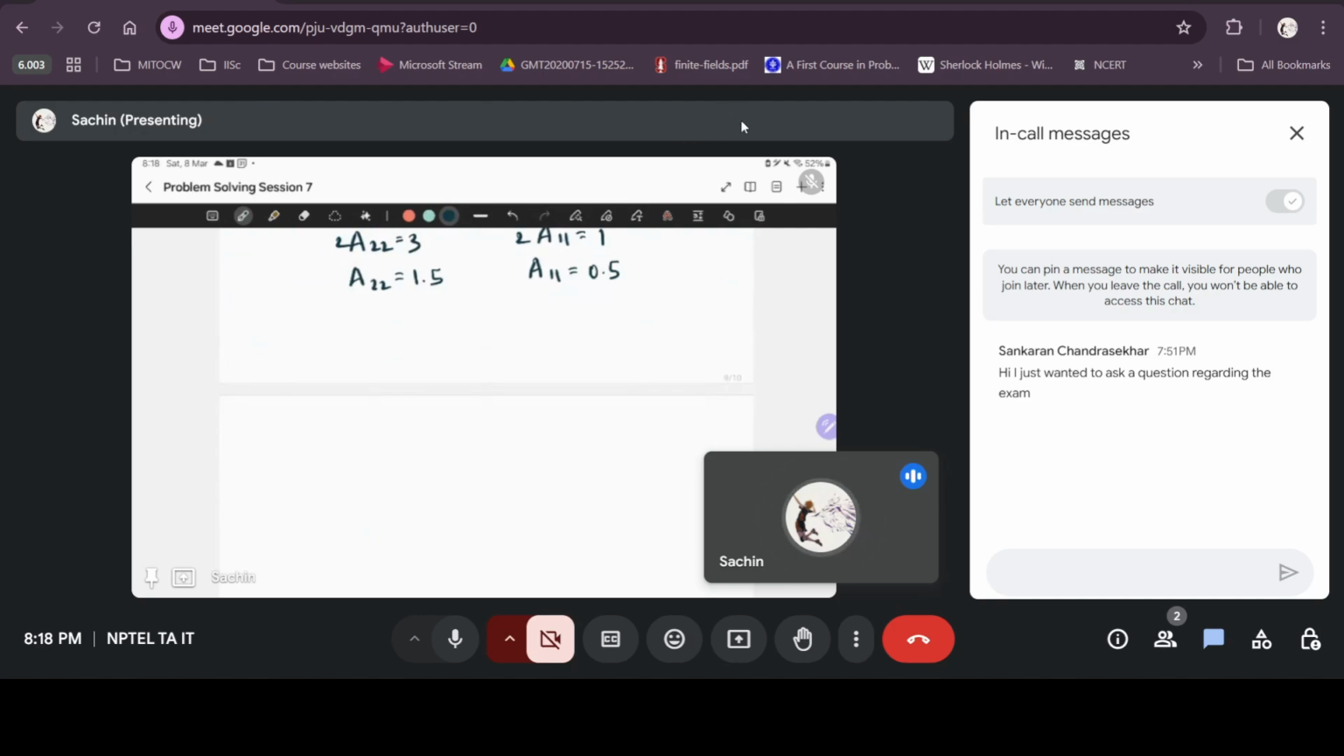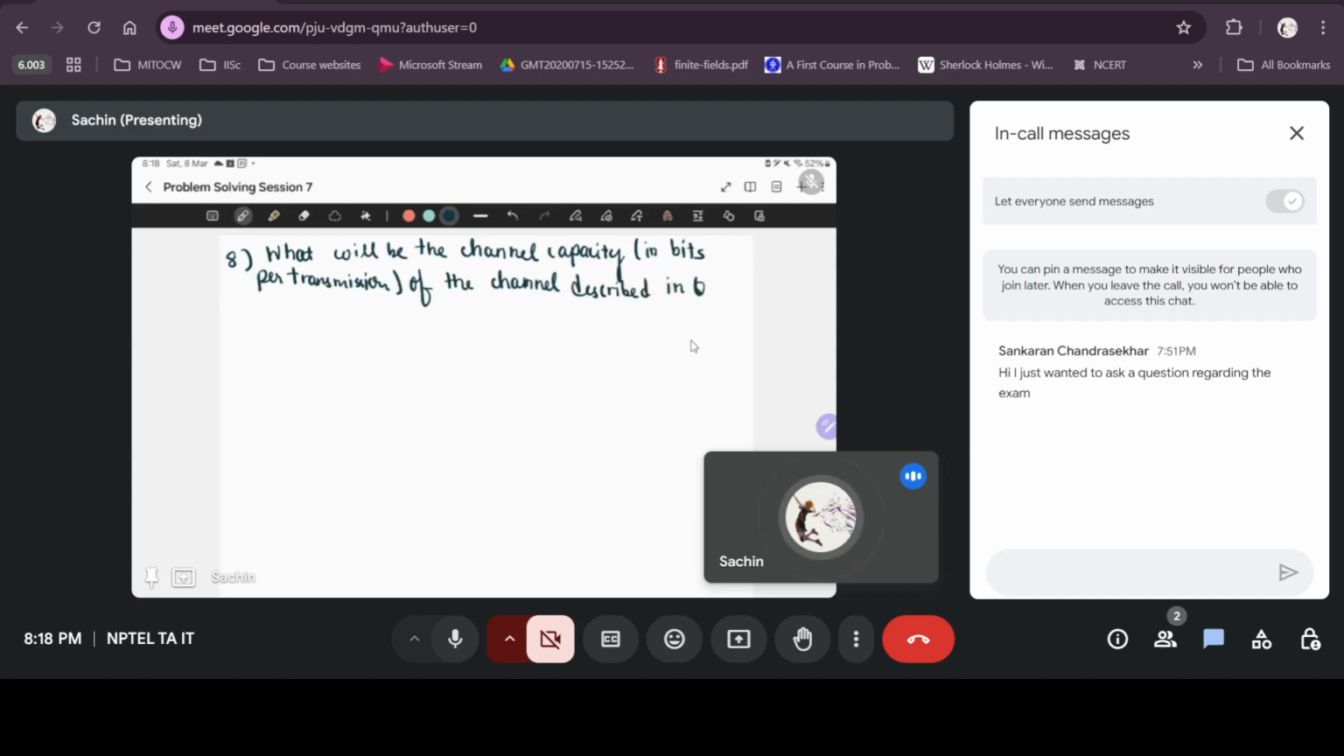Question 8. What will be the channel capacity in bits per transmission of the channel described in question 7? Options are 5.5, 5.1, 3.9, 1.2.